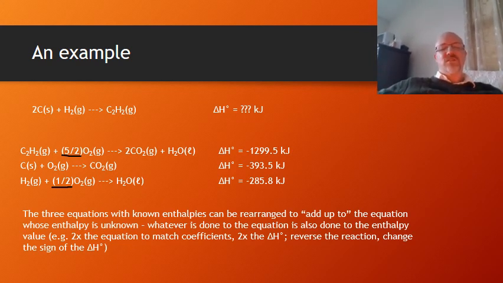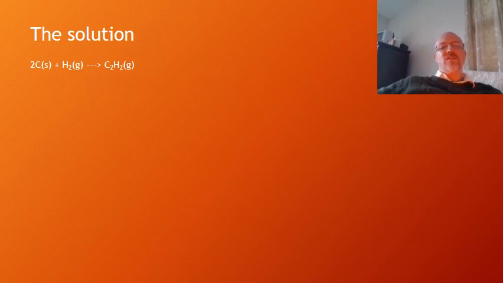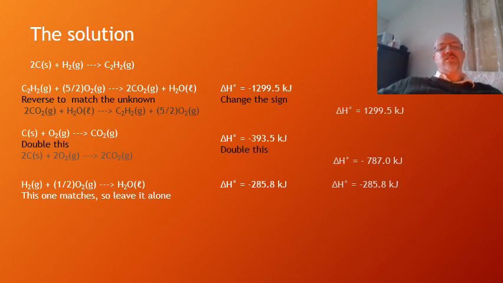Okay, the three equations, as I said, are going to be rearranged. And so here's the solution. So there's the equation again that I'm trying to solve for. So let's go through each of the changes. The first one has the ethyne on the reactant side, but we're trying to figure out what the energy is to make it. And so as a result, this is backwards. So we have to reverse the reaction.